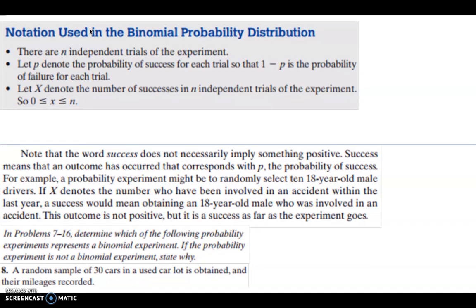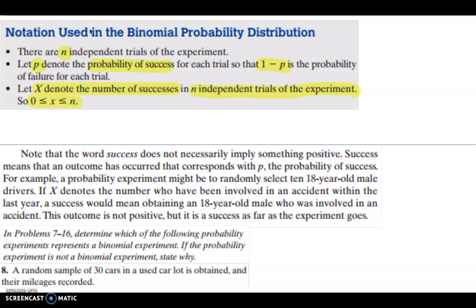So here's some of the notation. We're going to say n independent trials. p is going to denote the probability of success. Then 1 minus p, the complement, will be the probability of failure. So if you have a 60% probability of success, then 100% minus 60%, or 1 minus 0.60, is going to be 0.4 or 40%. Okay, and then x denotes the number of successes in n independent trials.